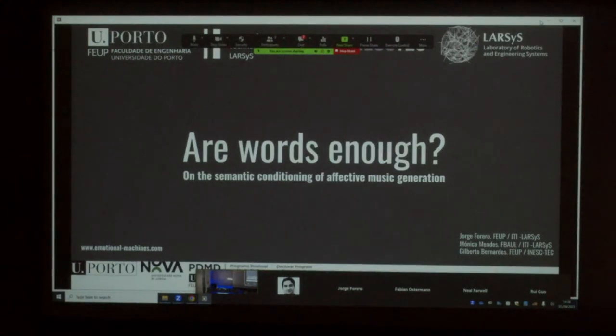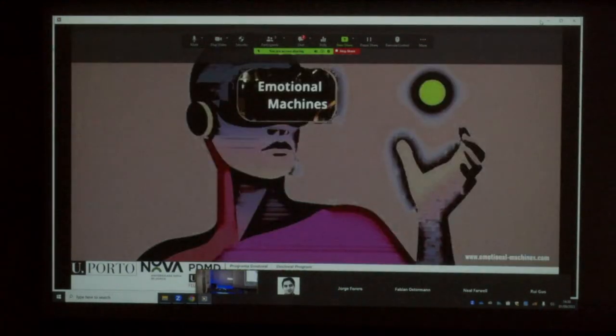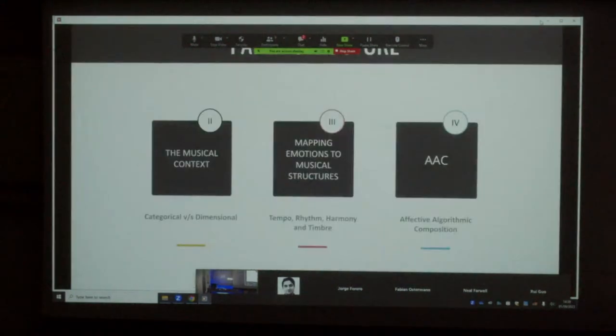My paper is titled Are Words Enough? And it is about affective music generation conditioned by semantics. This research is part of my thesis project titled Emotional Machines, which focuses on bimodal speech-based recognition for affective virtual environment generation. To address this issue, we have been tracking different disciplines and methods contributing to this topic.